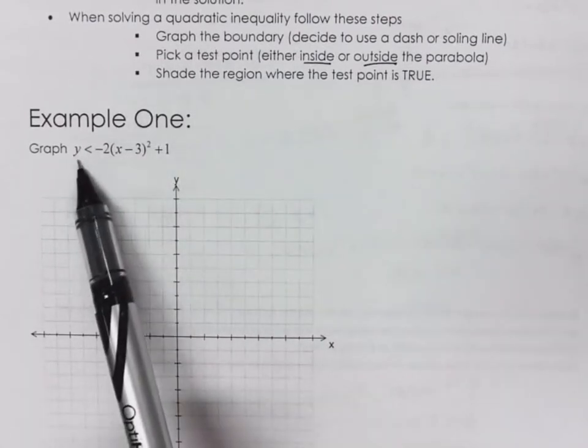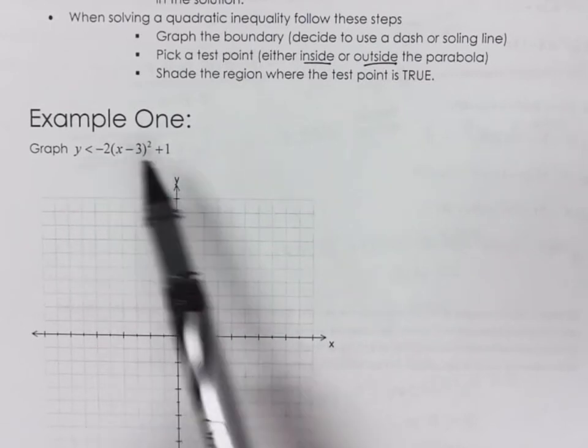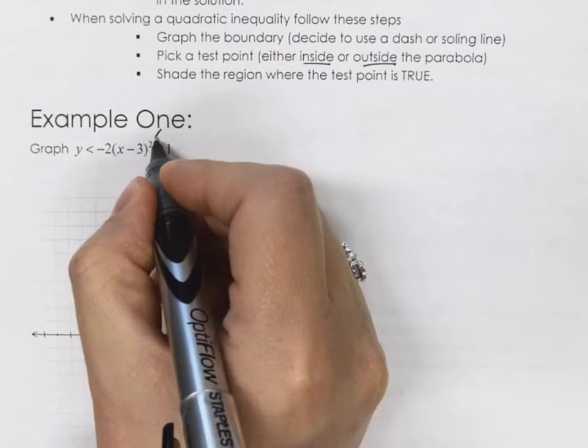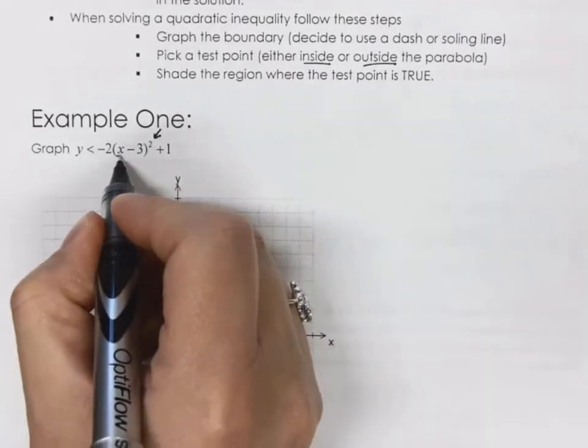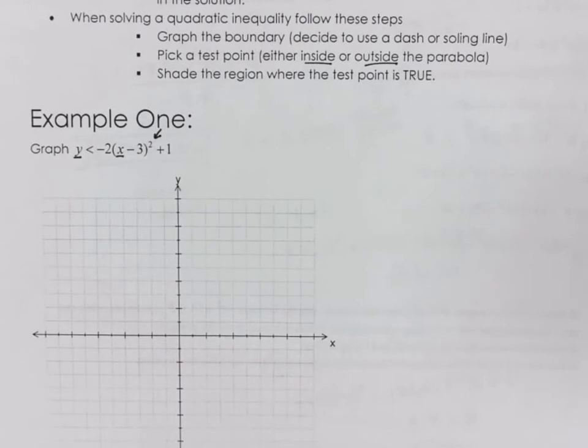Okay, so looking at this quadratic inequality, I know it's a quadratic because I have an exponent of 2. I know it's a graph because I've got two different variables, and they're x and y, so that's pretty straightforward.